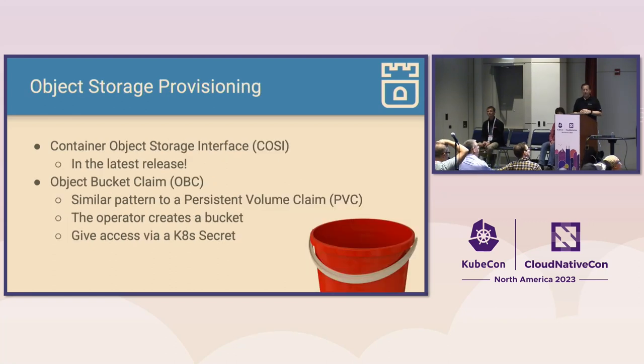And then one feature I'll just mention that's under active development, object storage provisioning. With the Kubernetes community, we're working through the container object storage interface, which is for provisioning buckets with object storage. We do have that implemented in the latest release. And we're in experimental mode, happy to hear your feedback. And until that's more stable, we do have the object bucket claims, which we've been using for several years already to provide that bucket provisioning.